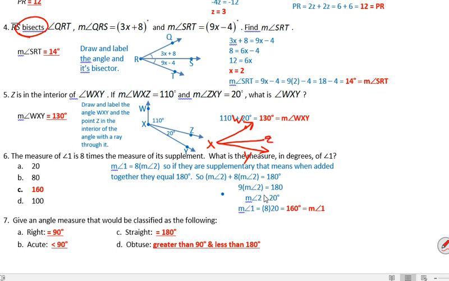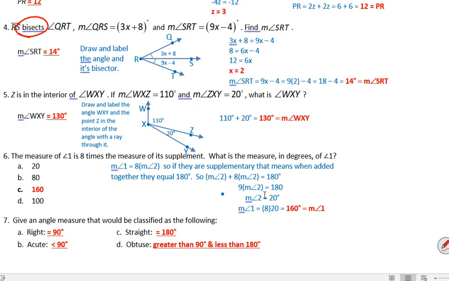Again, this drawing is just for the sake of you being able to label it. We could then say this is 110 and this is 20 because those are the measures of those angles, and you should very easily, clearly see that this is the angle addition postulate. So we're going to add the 110 to the 20 to get 130.